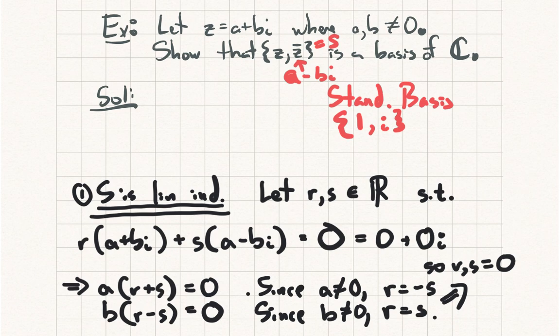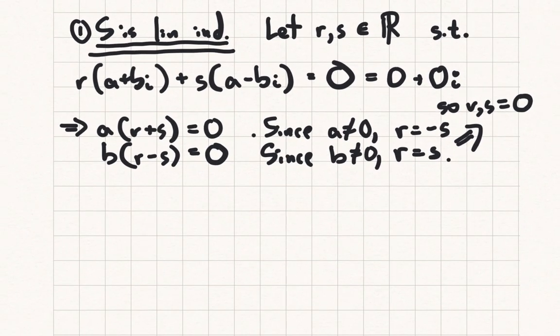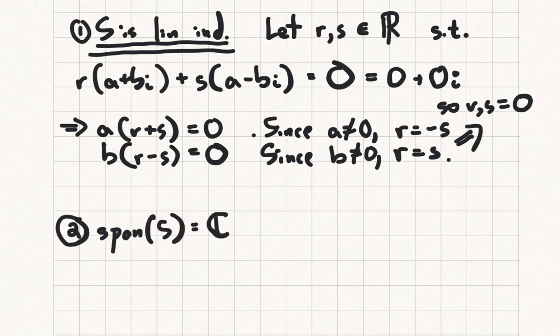Let's prove that it's a spanning set now. Remember, we could use a result to just say that this is enough. And in fact, after this, we'll see a very powerful theorem that says if we know something about the size of a basis, and if we have a linearly independent set of that size, it must span. But just for practice, let's show that it also spans. So let's show that the span of S is indeed all of the complex numbers.